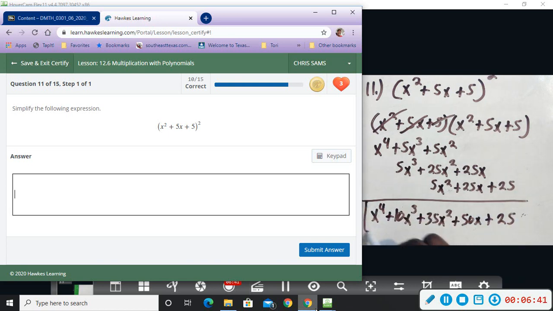Okay, so we got this big monstrosity as our final answer. We have x to the fourth plus 10x to the third. And I missed my 1. Gotta be careful there. And then plus 35x squared plus 50x plus 25. Okay, so let's double check. x to the fourth, 10x to the third, 35x squared, 50x, and 25. Looks good.